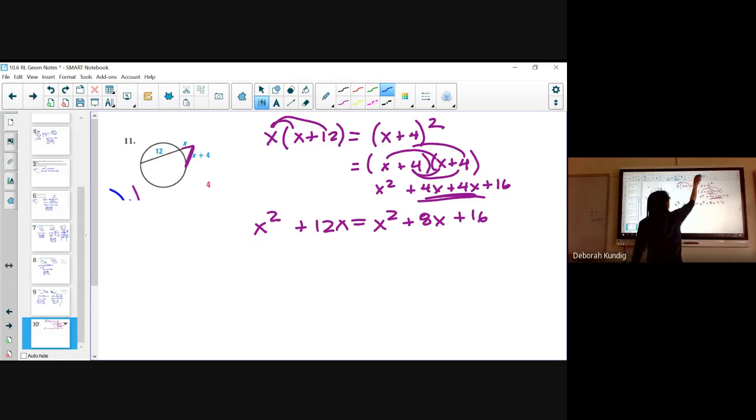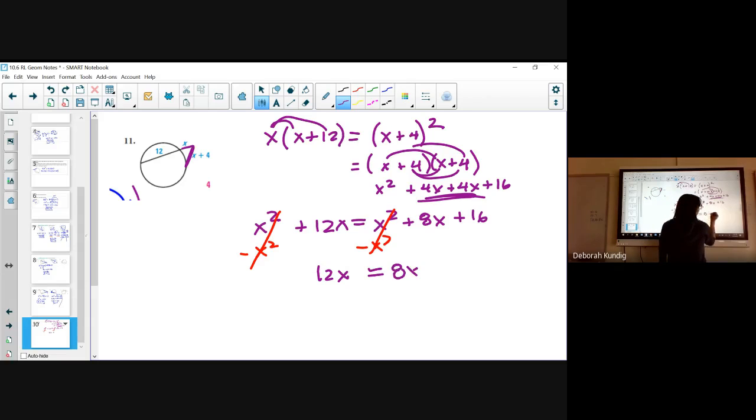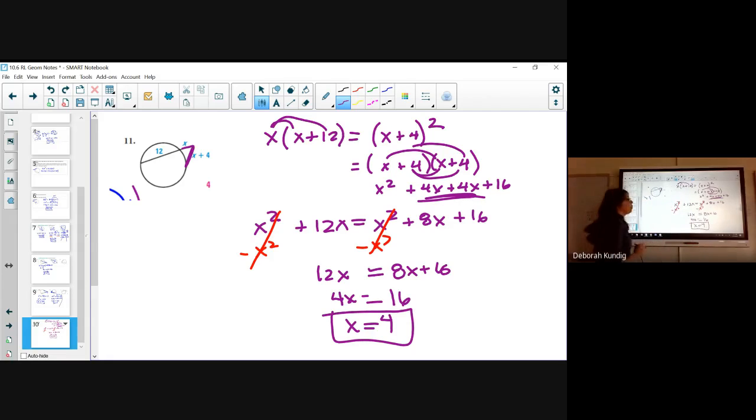So it doesn't matter which way you go. When I try to combine those x squared terms, they cancel out. That leaves me with 12x is equal to 8x plus 16. Subtract 8x from both sides, and I'll get 4x is equal to 16. Divide both sides by 4, and x is equal to 4. Okay. All right, so this was 10.6.